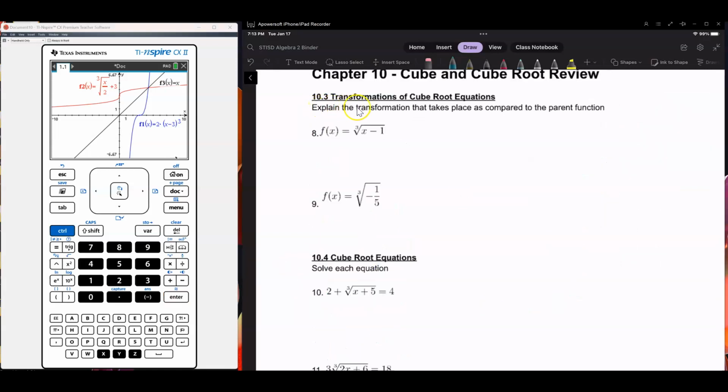10.3, explain the transformation that takes place as compared to the parent function. This is missing an x here. So this will be a reflection over the y-axis. And that 1/5 is going to be a horizontal stretch by a factor of 1/5. So it's a reflection over the y-axis, and it's a horizontal stretch by 1/5.